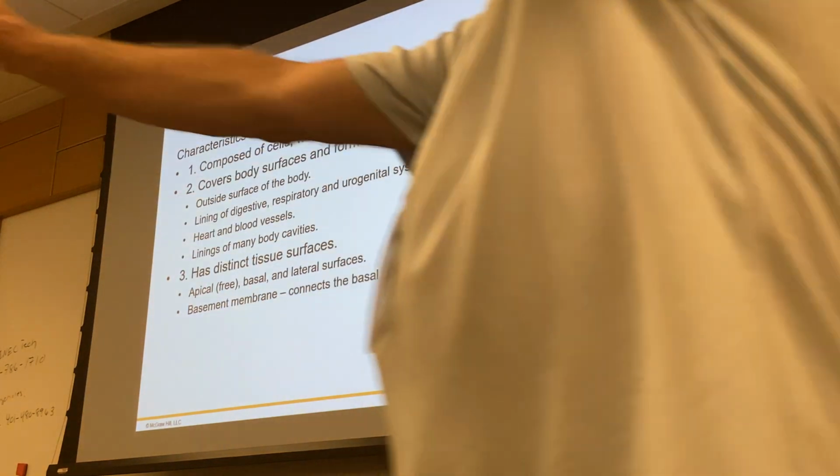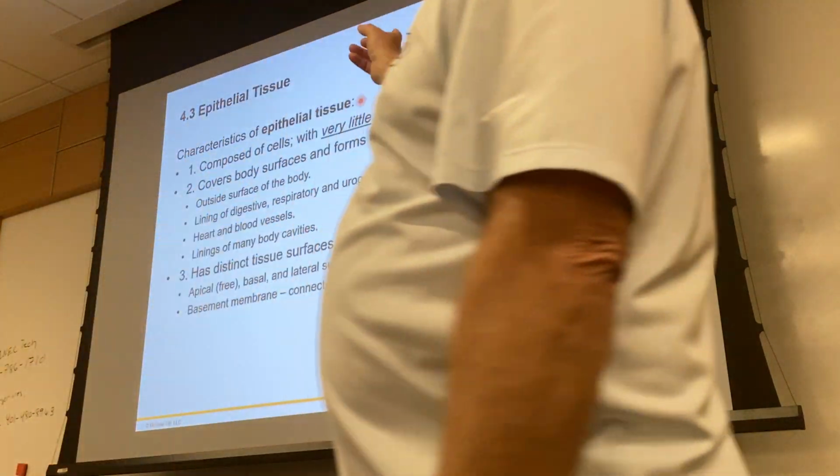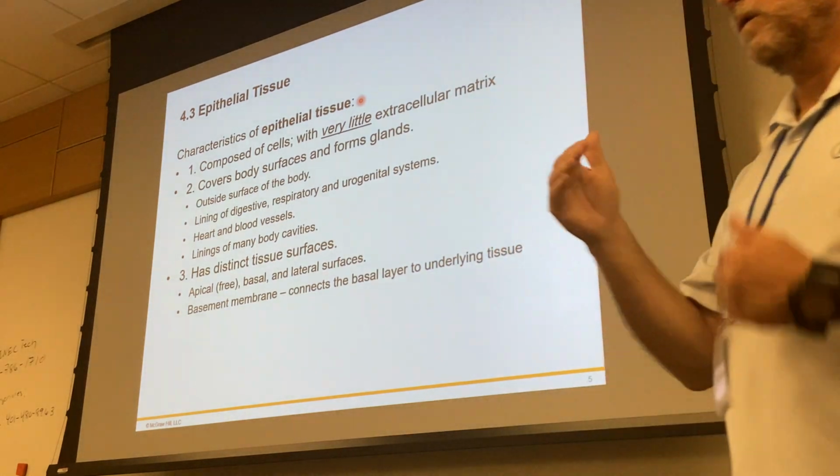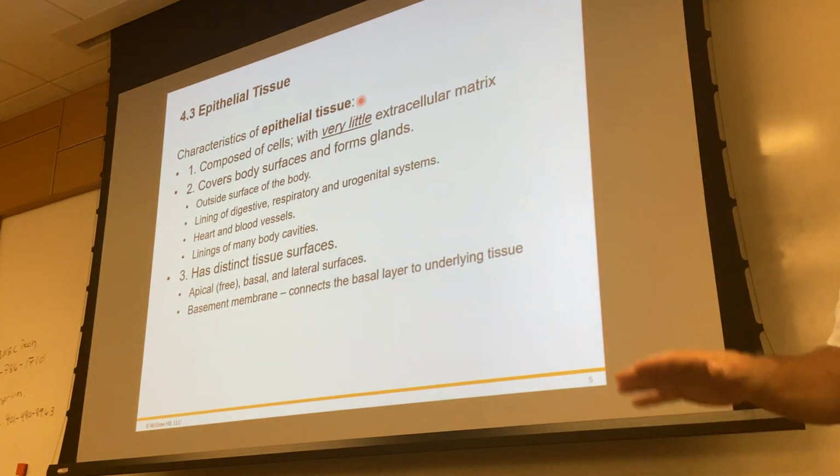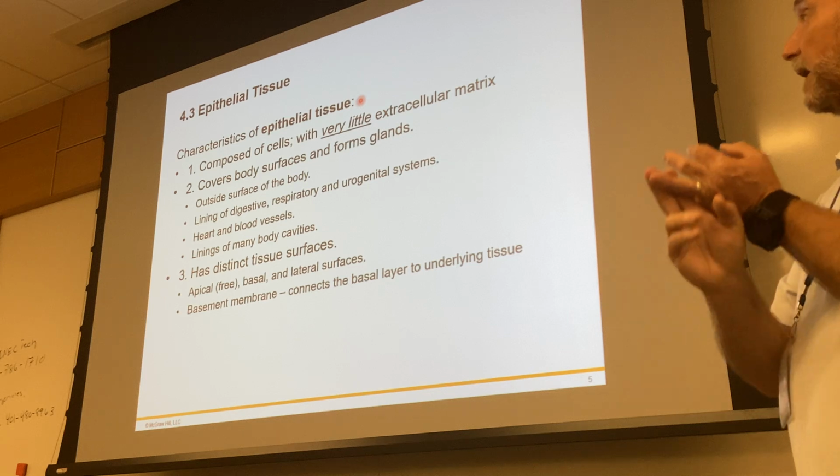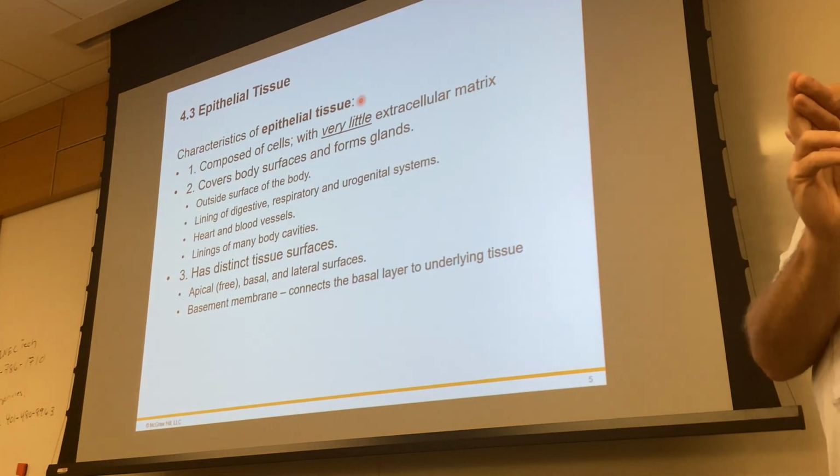If I pushed, again, in this room, if this aisle right there, I pushed everyone in and I got another 8 people right there, they would be all smushed together. That's what epithelial tissue is. They're all smushed together, regardless of where they are in the body. They cover surfaces, they line spaces.